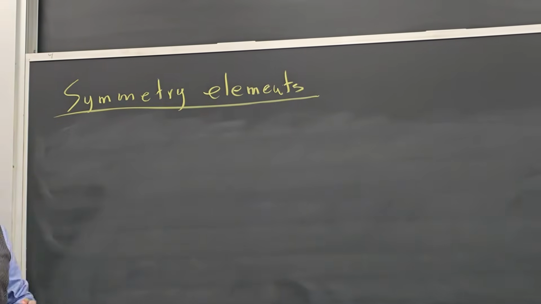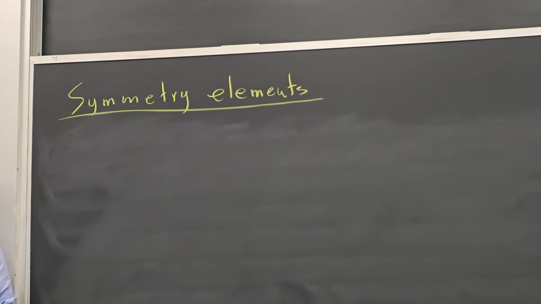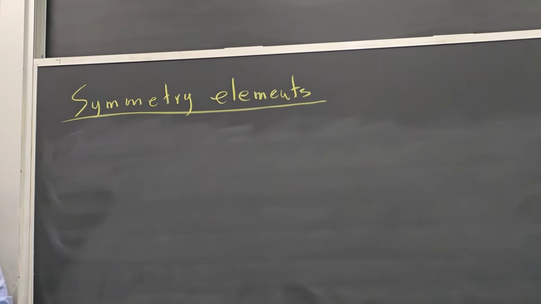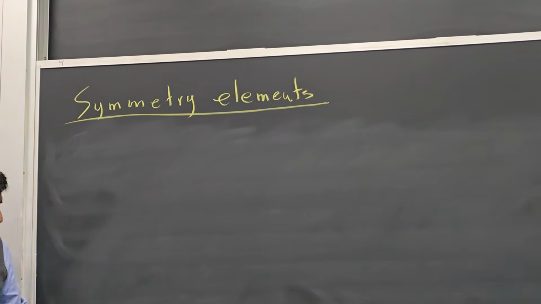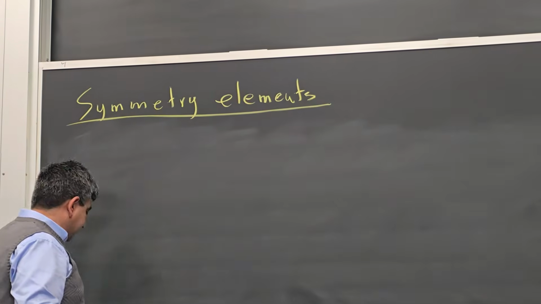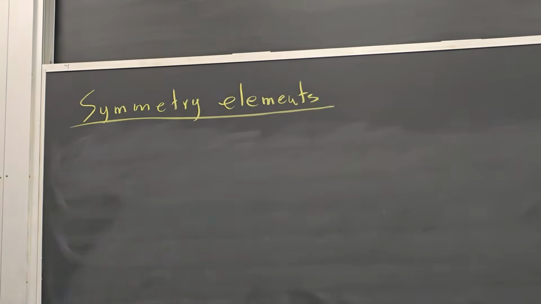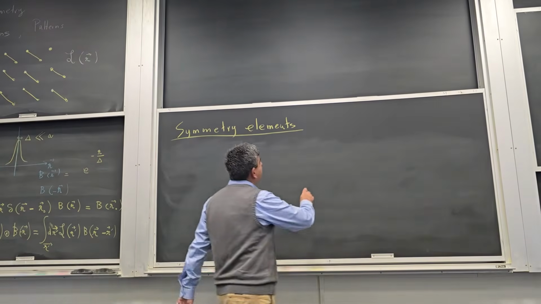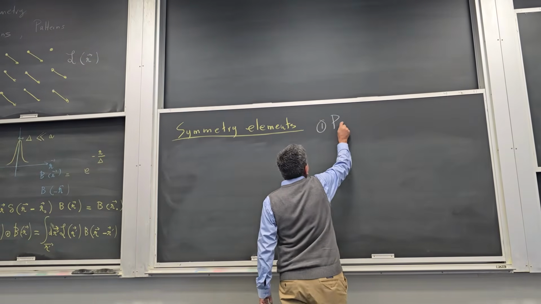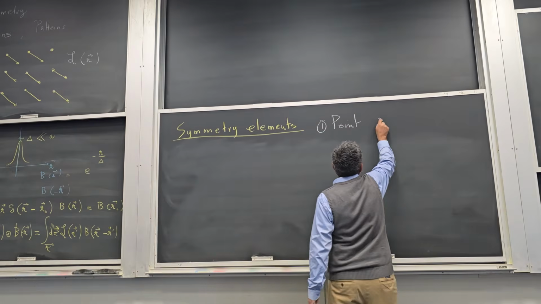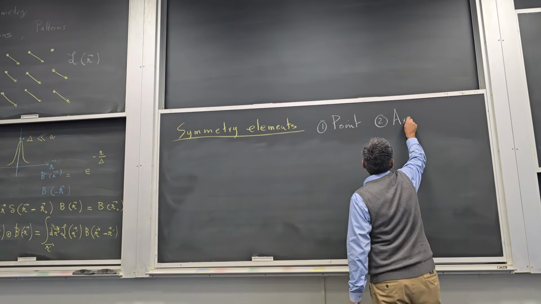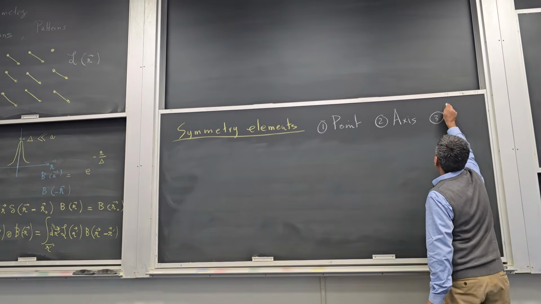In 2D, let's focus our attention on 2 dimensions before we move on to 3 dimensions. Any questions up to this point? So symmetry elements define how symmetry transformation takes place. And there are 3 kinds of symmetry elements. You can have a point, you can have an axis or a line, and you can have a plane.